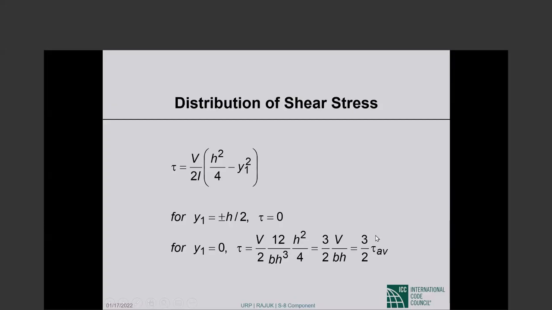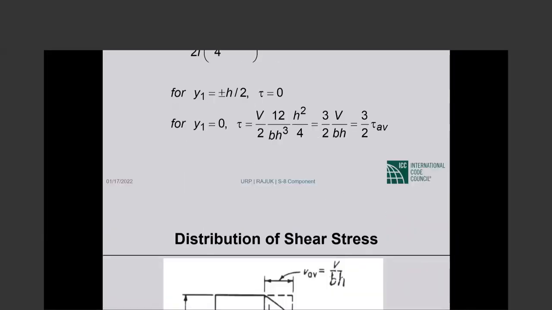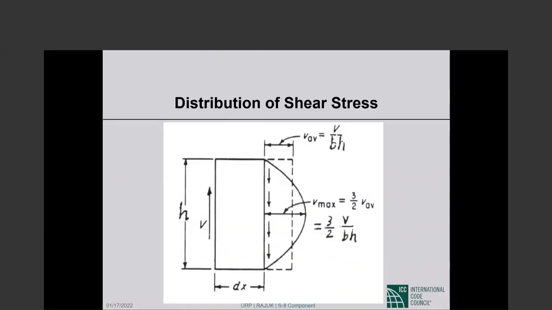So quite a few important conclusions. The horizontal shear at any level is VQ over Ib, the expression that we all know. We derived it from first principles. At the top and the bottom of the beam, shear stress is 0. At the neutral axis, the shear stress is the maximum, and it is equal to 1.5 times the average shear stress. Okay? So this is the overall picture.